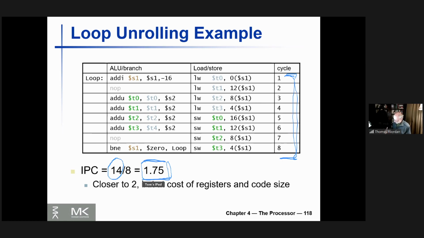And he says at the cost of registers and code size, well, that's what the registers are for. That's why we have them, so that we can do this. So that's not a negative, that's a positive. That's why we have 32 registers, so we can do this. And he says the code size goes up. Yeah, clearly the code size goes up.